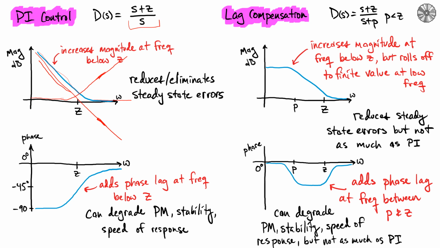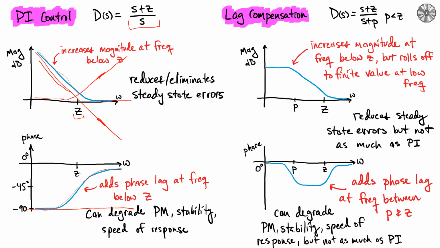In the phase, the 1 over s term contributes a minus 90 straight across all frequencies. And then the zero adds a phase increase as omega increases. And so we get this blue curve here. What we notice about this is that this helps with steady state error. We already know that about a PI controller. And part of that is because it increases the magnitude at low frequencies, relatively low frequencies.